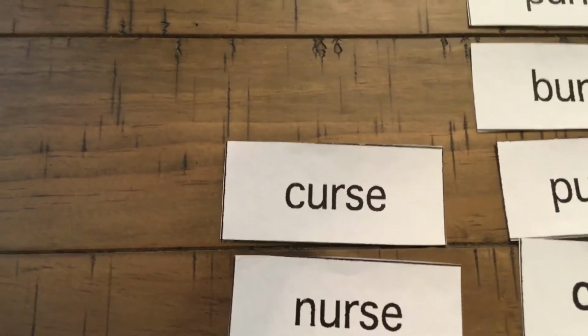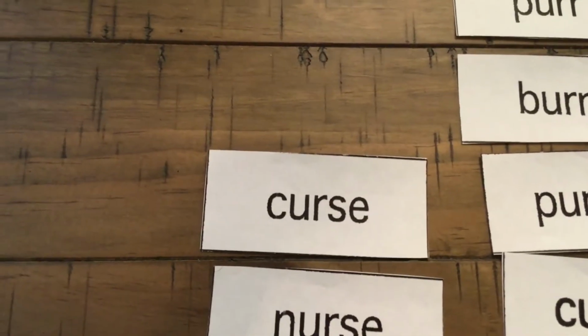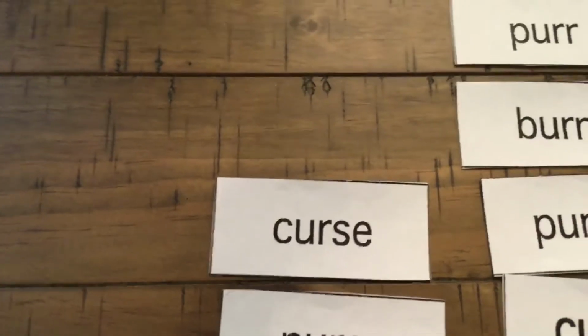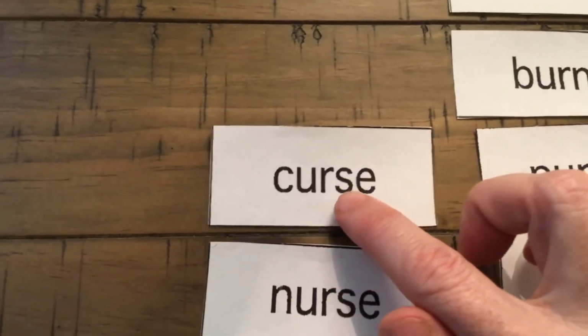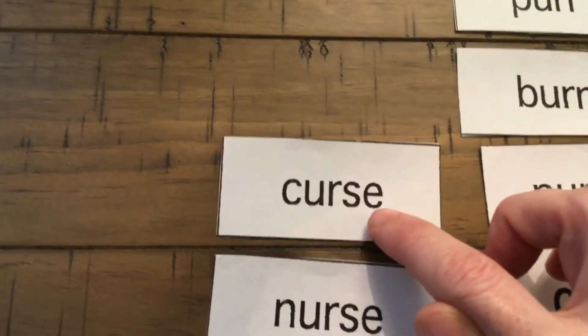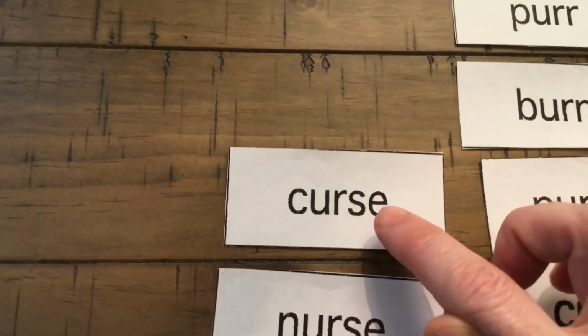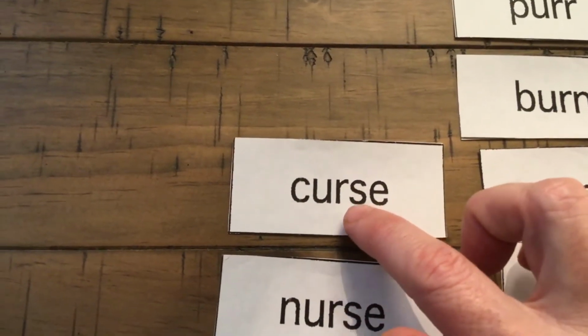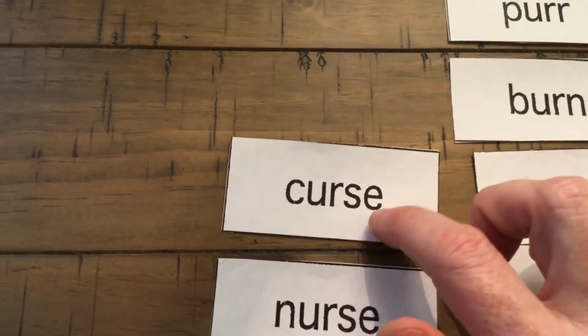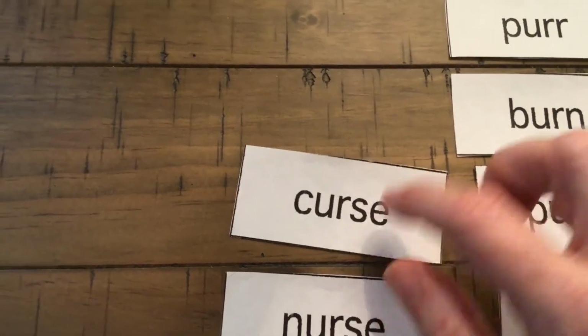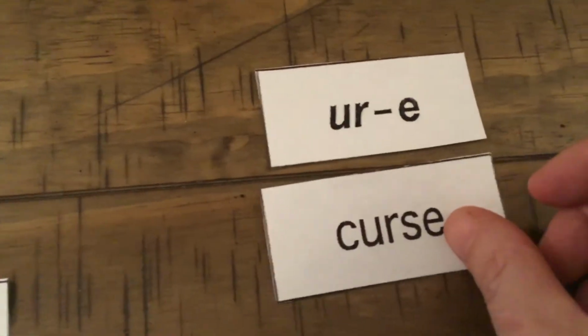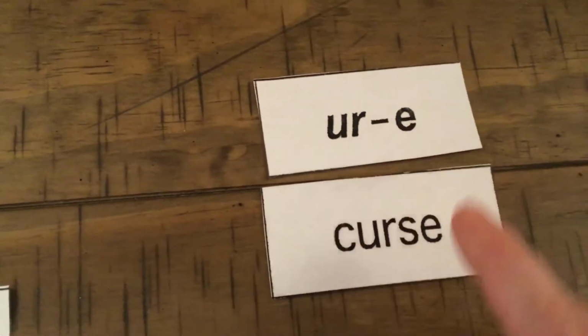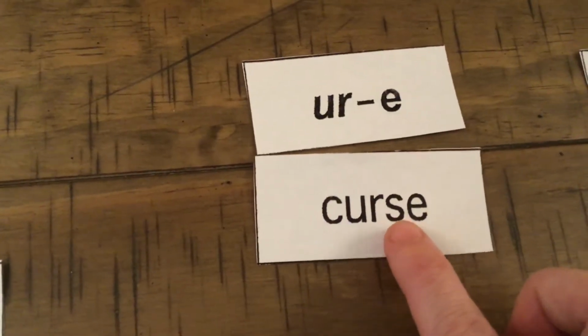Curse. On this one, I'm hearing and I see the U-R, but then I notice that I have a consonant, so this S, and then I have an E at the end that's not talking, silent. So if I read it, curse, that's the last sound I'm hearing. So I have to remember that it has that E at the end that's silent. That's going to go with our UR and then the dash E, because that dash is there for that S.